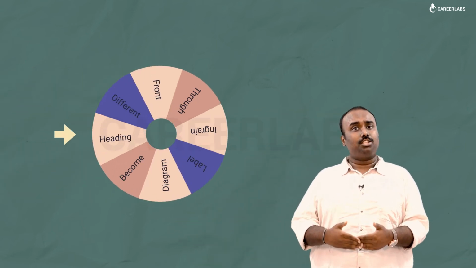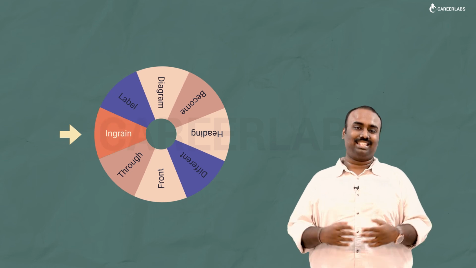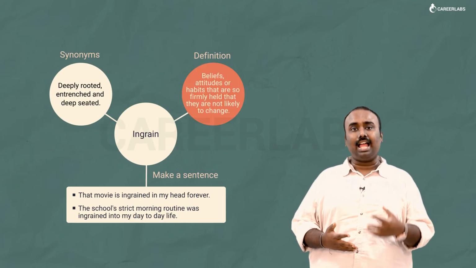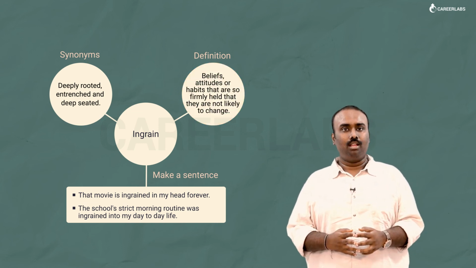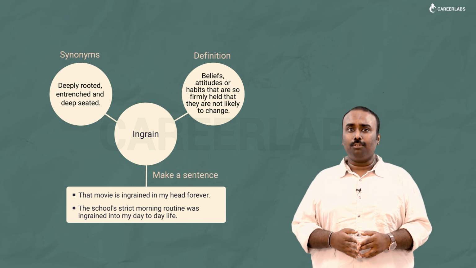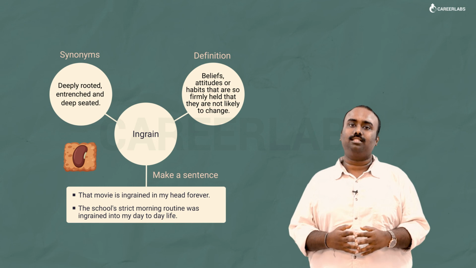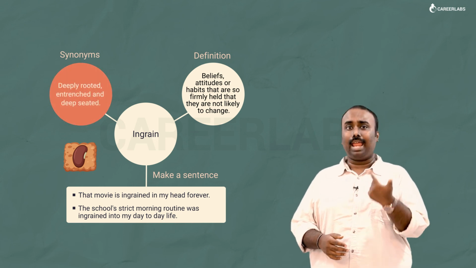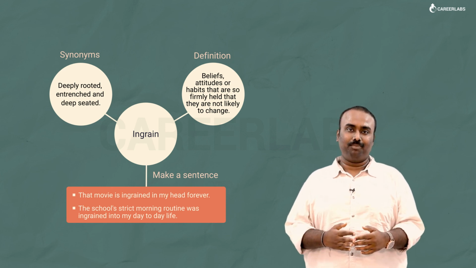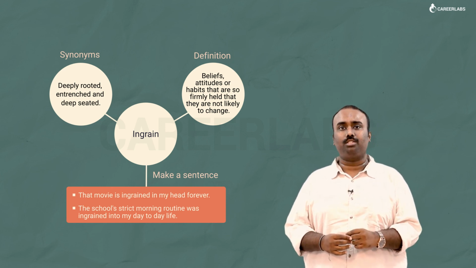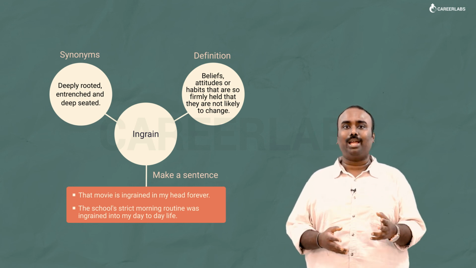Now, before we head to the next video, let's take a look at our vocabulary word. It's ingrained. It means beliefs, attitudes, or habits that are so firmly held that they are not likely to change. To make it easier to remember, think of it as a grain in the soil. Now, let's take a look at its synonyms. Deeply rooted, entrenched, and deep-seated. That movie is ingrained in my head forever, and the school's strict morning routine was ingrained into my day-to-day life are two ways in which we can use our vocabulary word in a sentence.